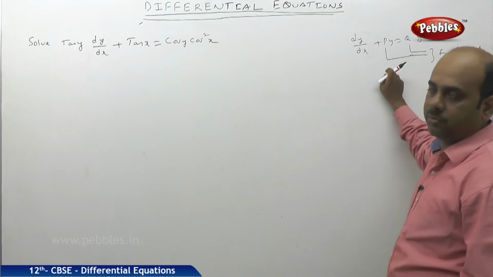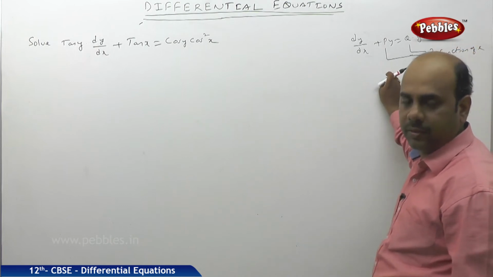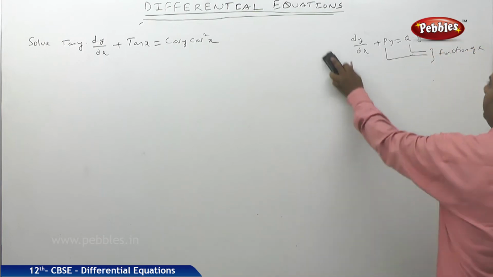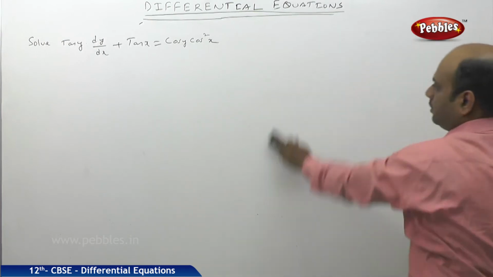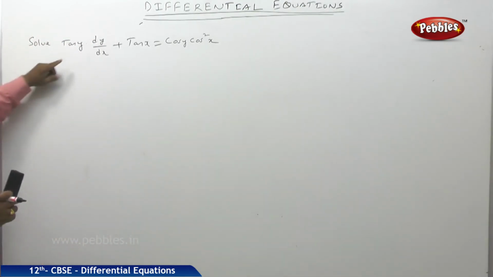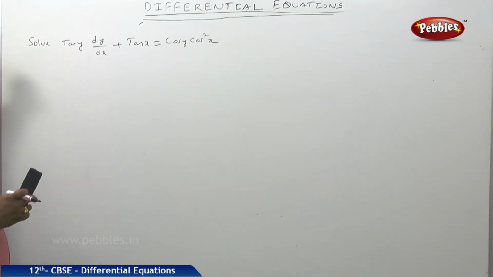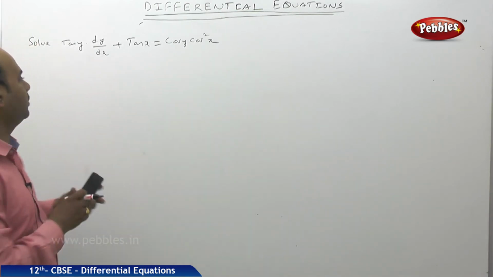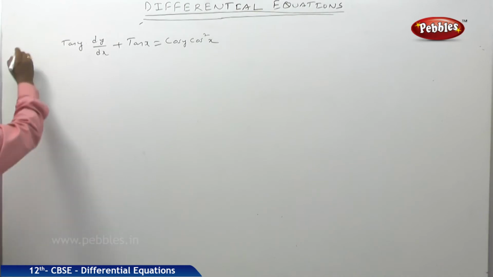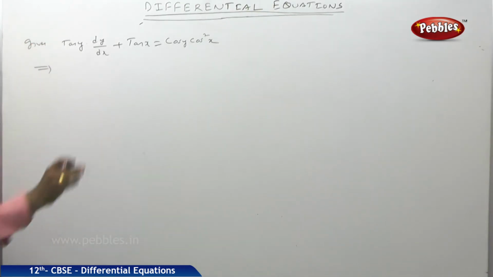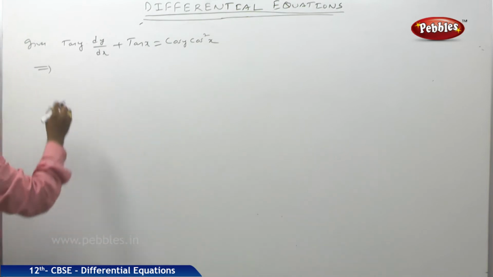So whenever this kind of problem comes, we need to divide by y power minus n throughout the differential equation, right? So we shall see another problem based on this Bernoulli's equation. Here you are given tan y into dy by dx plus tan x is equal to cos y into cos square x. This is given, right? So I will be dividing by cos y throughout the equation.